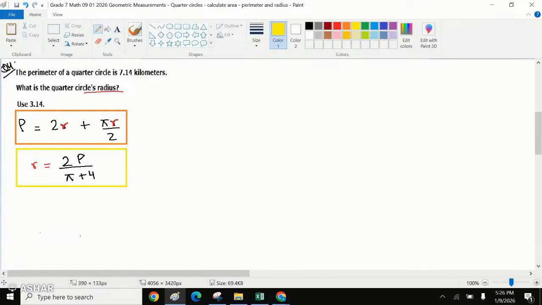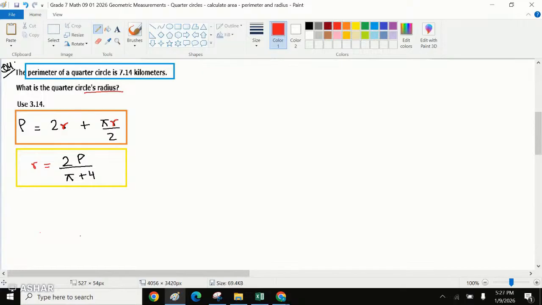Hi, Michael. What we are trying to find is the radius of a quarter circle, right? In the previous example, I simplified the first equation to find the value of radius. Now, if we have the formula for the radius, what is the perimeter given to us? The given perimeter is 7.14.